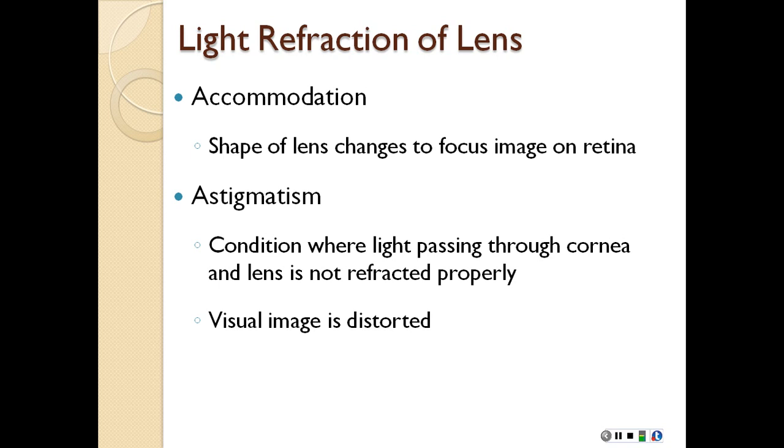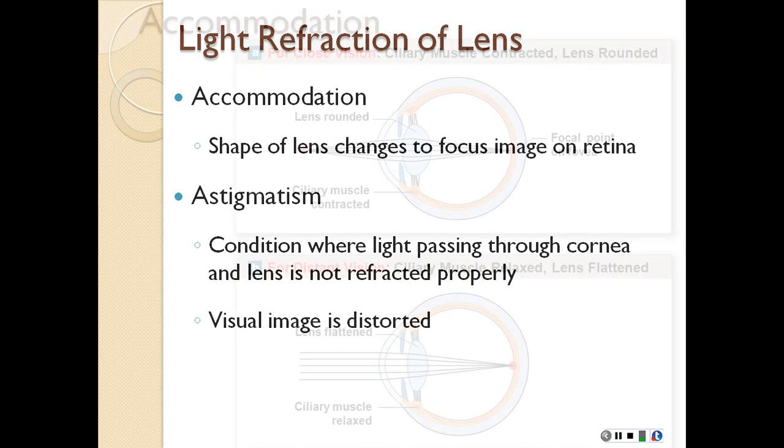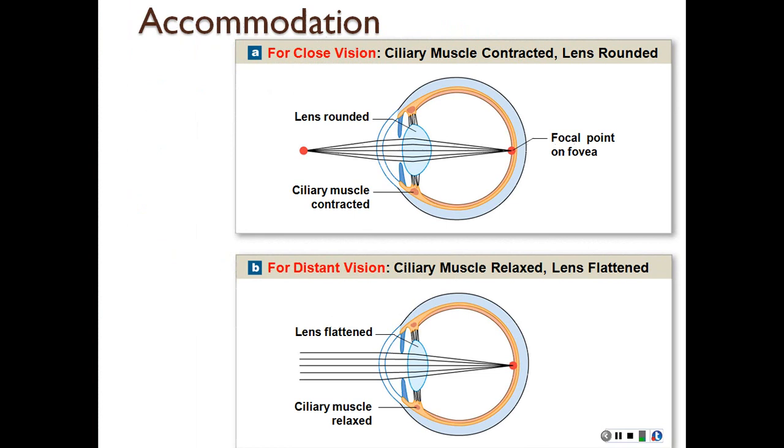And astigmatism is a condition where light passing through the cornea and lens is not refracted properly. Okay, so the shape of the cornea, for example, is not perfectly spherical like a basketball. It's more shaped like a football. So when light rays come in, they don't bend the way they're supposed to. So the image doesn't fall on the correct part of the retina. In fact, it may have two focal points, and the visual image is distorted because of that.